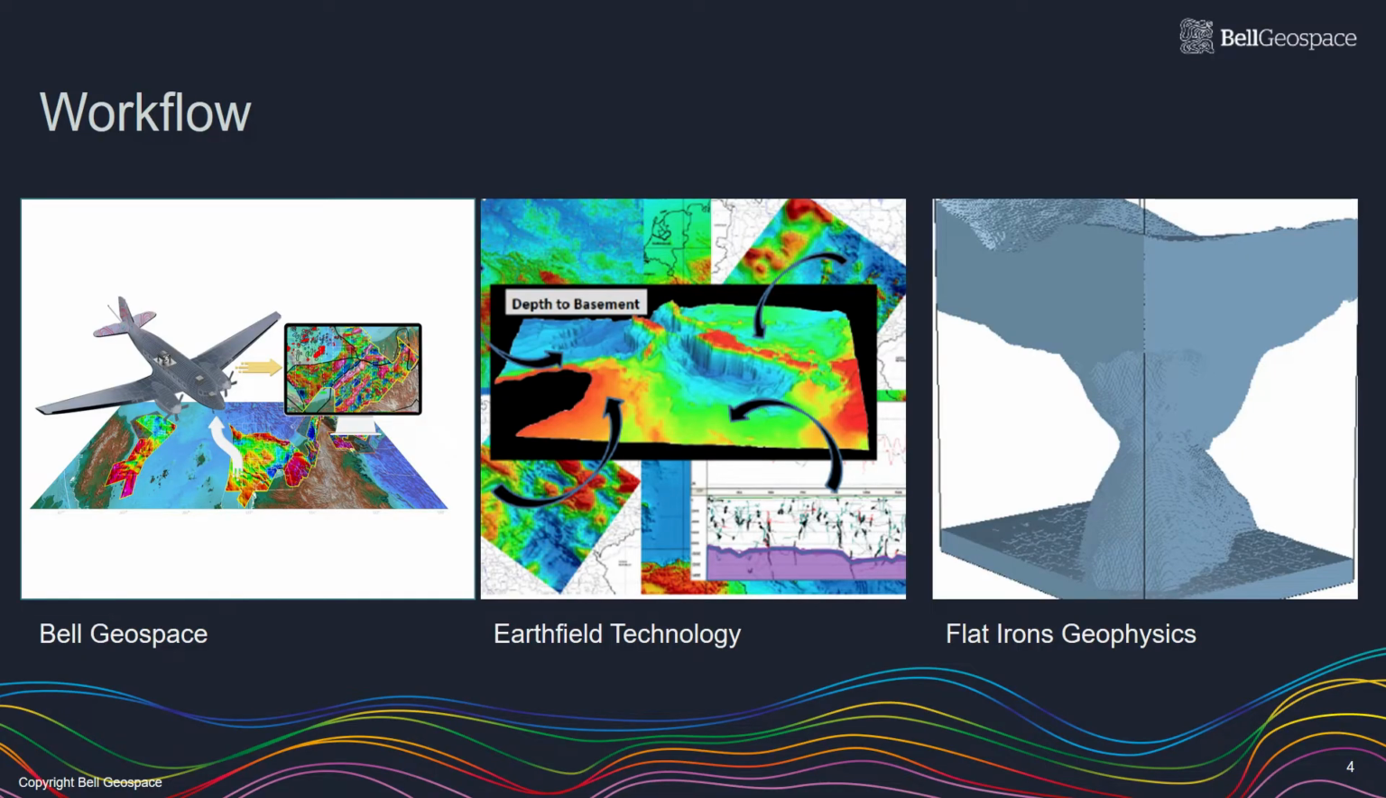A high-level description of the workflow is that Geospace acquires the airborne survey in their aircraft, and our preferred method is to hand it over to Earthfield Technology, who will then perform a depth to basement on the magnetics and include any existing legacy potential fields data. That depth to basement model is handed across to our other friends at Flatirons Geophysics, who are then able to use it as a seed for a full tensor inversion.